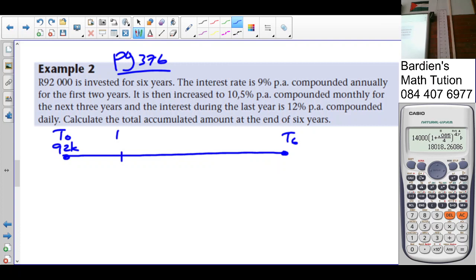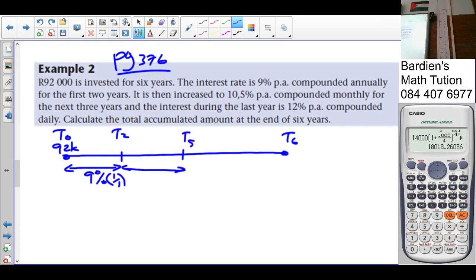So that's going to give you T2, which is going to be 9% compounded annually. It is then increased to 10.5% compounded monthly for the next 3 years. So do that part quick. So that's going to give you the next 3 years, take it to T5.